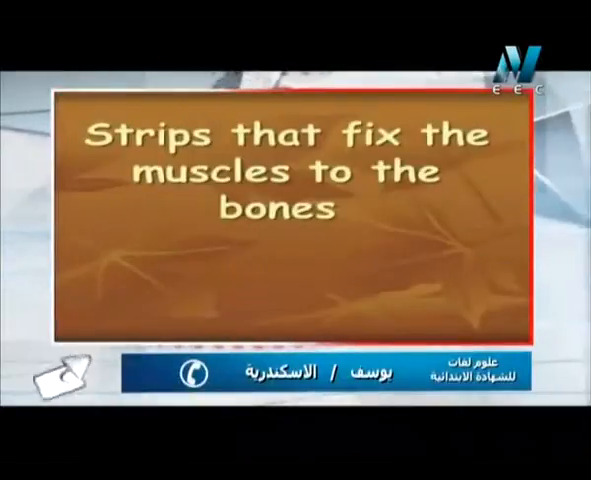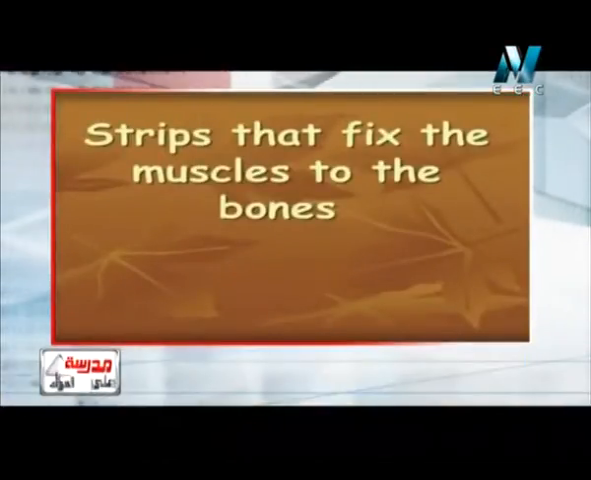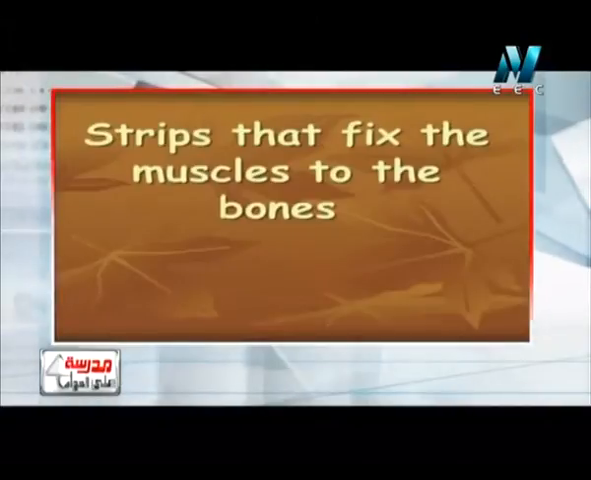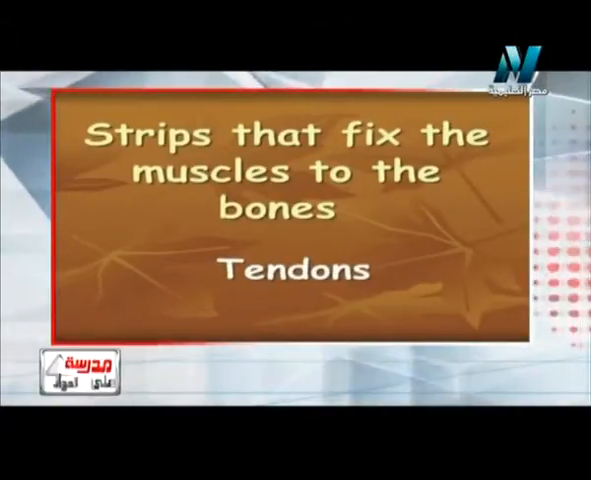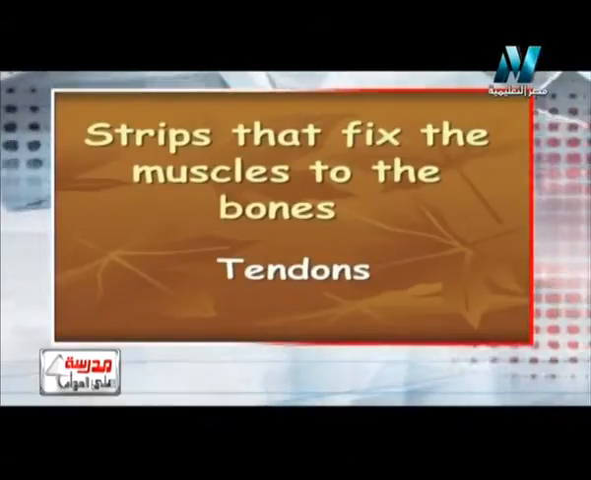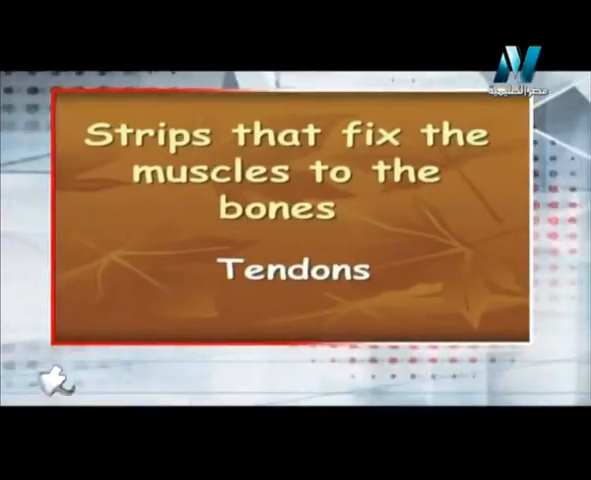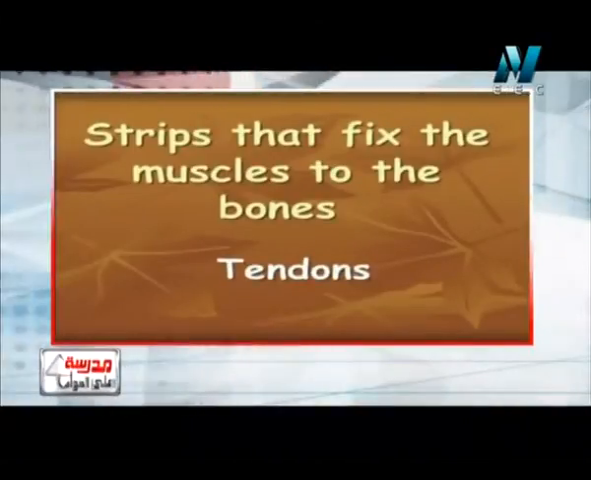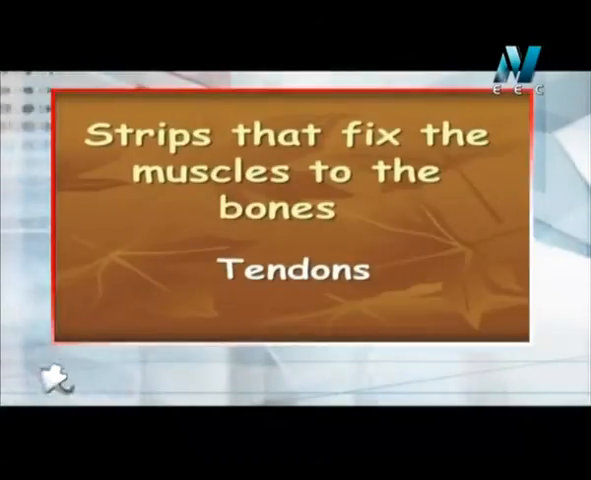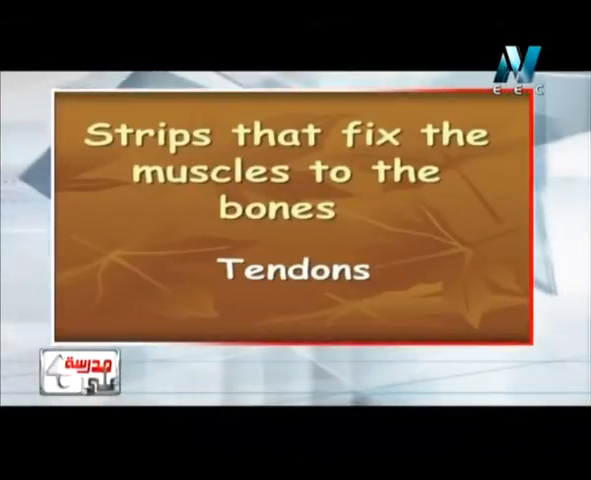Okay, another scientific term question. The question says: strips that fix the muscle to the bone. What is the thing that ties muscle to the bone? I think it will be tendons. Tendons are the strips that fix the muscle to the bone.